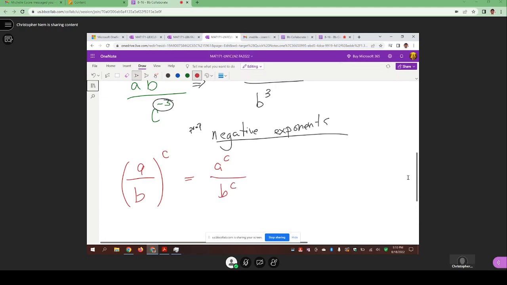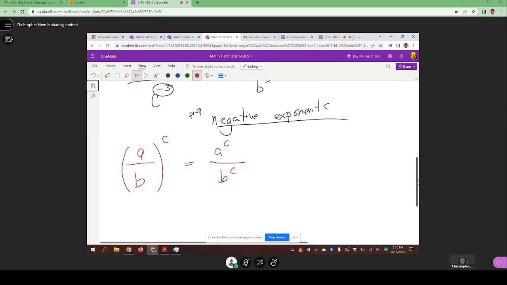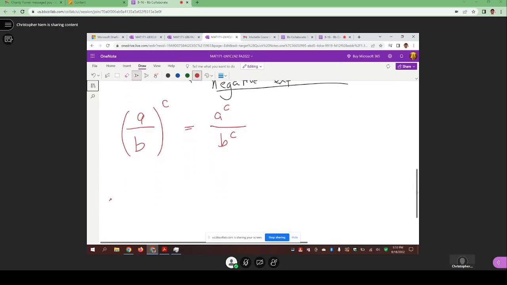So if we have that down, then we can write some properties with negatives. What happens, the first property, what happens if we have a over b raised to the negative c power? Well, that's the same as saying we have a to the negative c over b to the negative c, which is going to give us b to the c over a to the c. Because they have negative exponent, they have to move from bottom to top and top to bottom. So that's what happens.